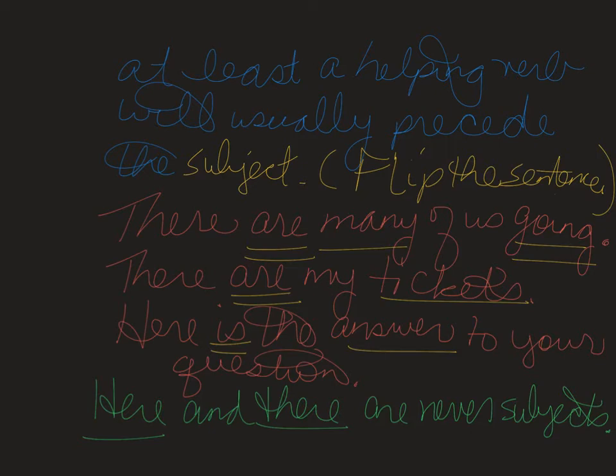Okay, again, flip it if you can. The answer to your question is here. Answer is your subject, is your being verb. Please note, as you see in these three examples above, is always the case, the words here and there are never subjects. Here and there are not subjects, okay? Here is always an adverb, there is usually an adverb, but it can be just a placeholder to make the wording of your sentence run smoothly.